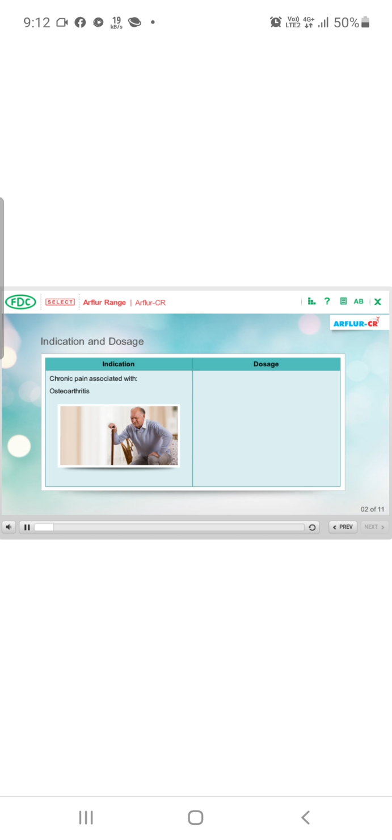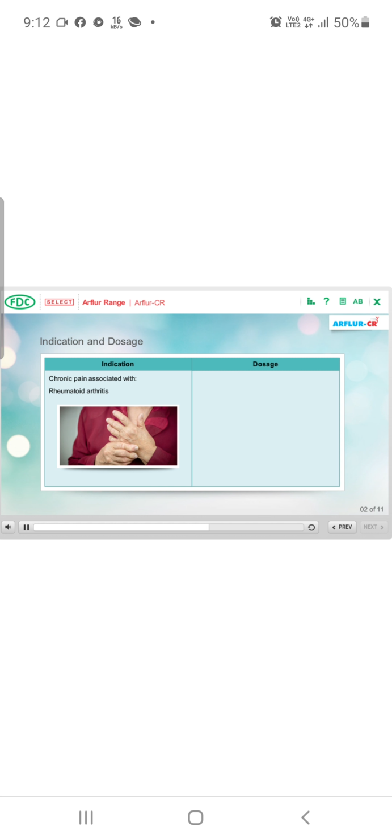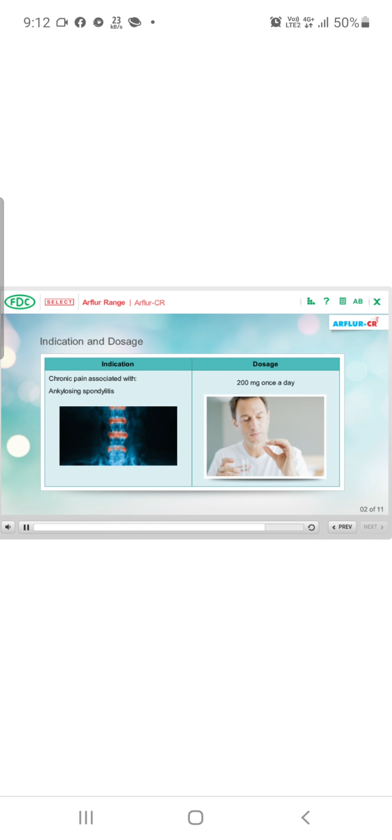Here are the indications and dosage of Arflur CR. Arflur CR dosage for chronic pain and inflammation associated with osteoarthritis, rheumatoid arthritis, or ankylosing spondylitis is 200 mg once a day.